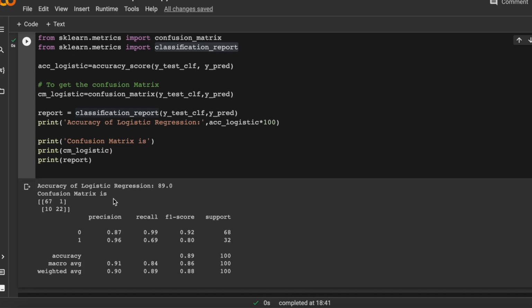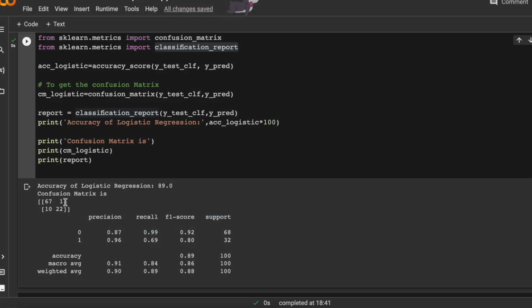Further analysis we can do by printing the classification report. Here you get all the details: how many data points there are for each label, so for 0 we have 68, for 1 we have 32. We also get numbers like precision, recall, and F1 score.